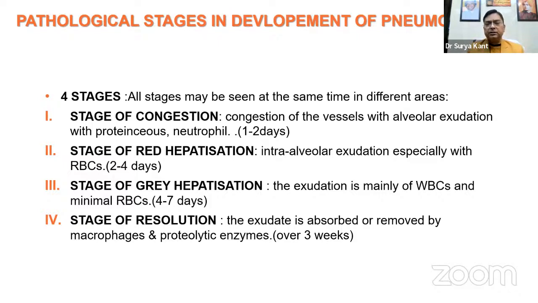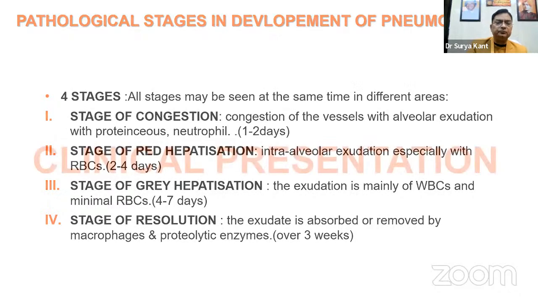The stage of resolution is usually the last stage. The exudate is absorbed or removed by the macrophages and proteolytic enzymes, which occurs over 3 weeks. And that is how you have around 4 to 6 weeks of cycle of pneumonia: the stage of congestion for the first 2 days, the stage of red hepatization for the next 2 to 4 days, the stage of gray hepatization for the next 4 to 7 days, and the stage of resolution for the next 3 weeks. So 4 to 6 weeks of various stages of pneumonia, which is the usual routine cycle of pneumonia.